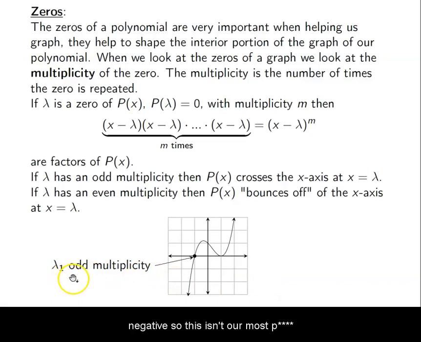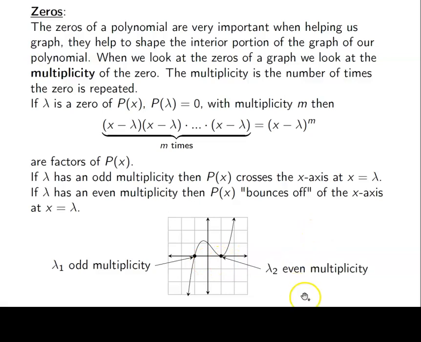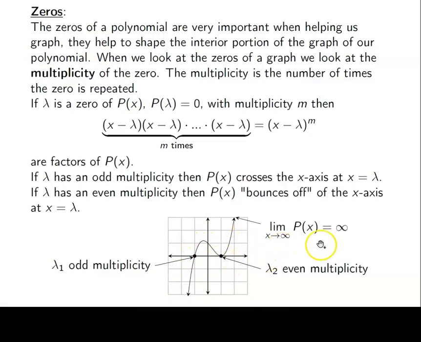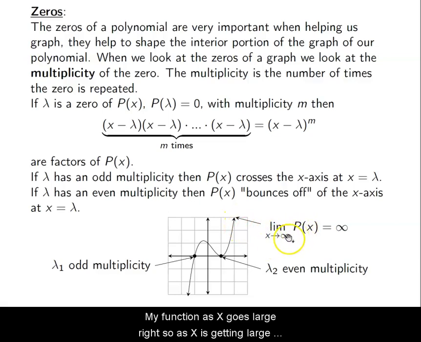So this is an odd multiplicity for this 0, which we'll call lambda 1. This we'll call lambda 2, has an even multiplicity. It bounces off of the axis. This one is odd. It crosses the axis. Okay, so that's what the multiplicity does. It tells us what the shape of my graph does in the middle, if it crosses or if it bounces off of the axis.